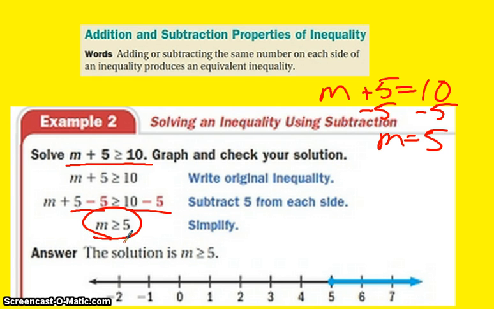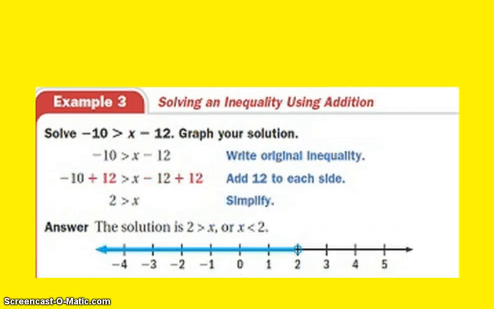And so here we've got our 5 as our point number. We're going to color it in, and all these numbers greater than 5 are part of our solution.